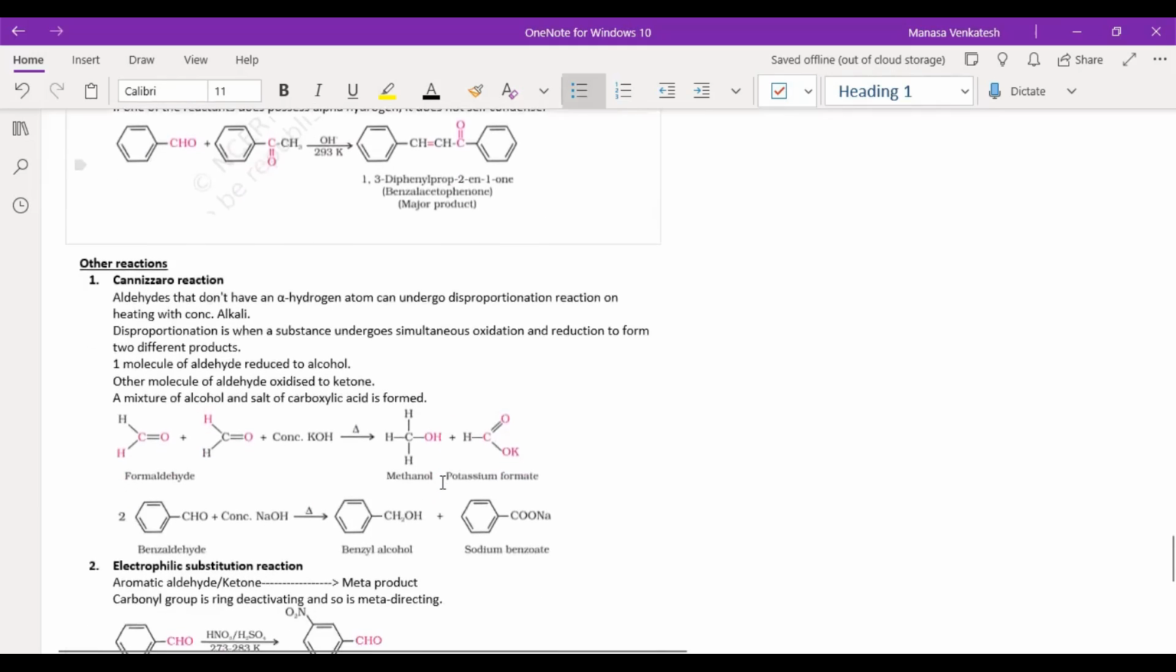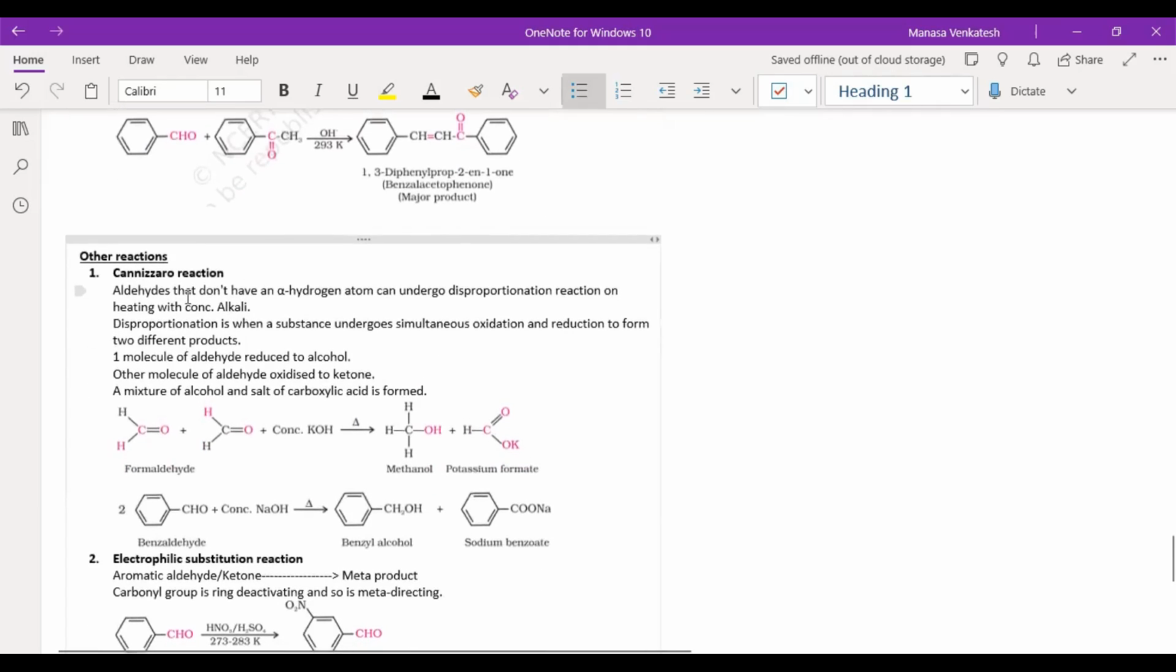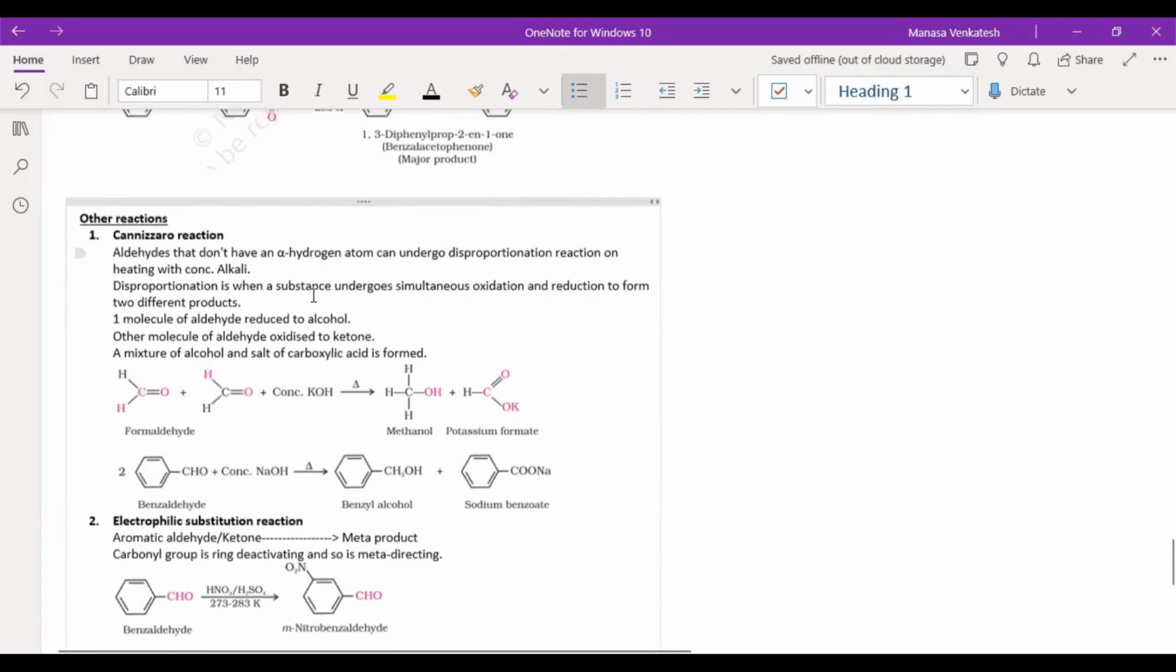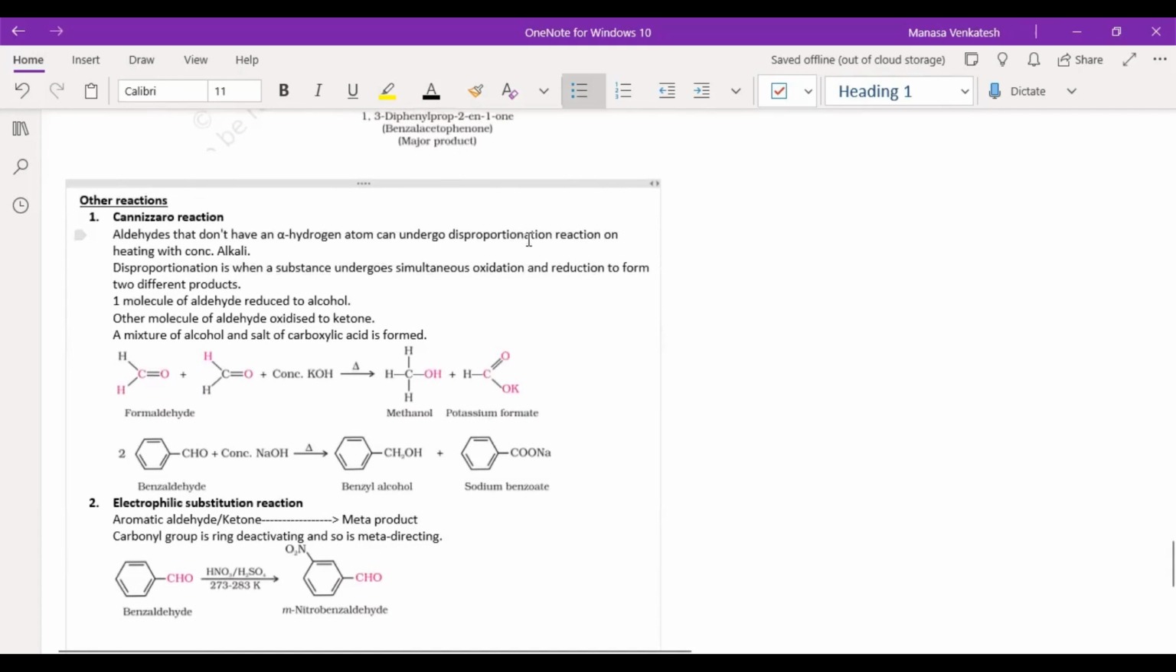The last one is other reactions that we observe. The Cannizzaro reaction is observed in aldehydes that don't have an alpha hydrogen. They undergo a disproportionation reaction. Disproportionation is when a particular substance undergoes simultaneous oxidation and reduction to form two different products. One molecule of aldehyde is going to get reduced to alcohol, while the other molecule of aldehyde is getting oxidized to form the salt of carboxylic acid.